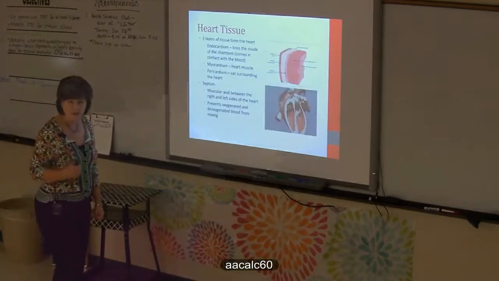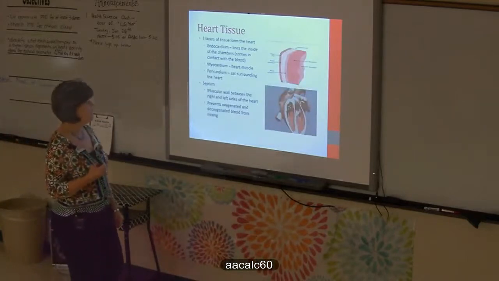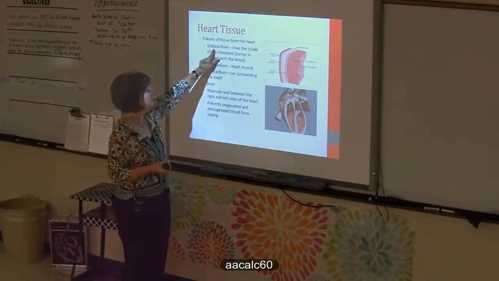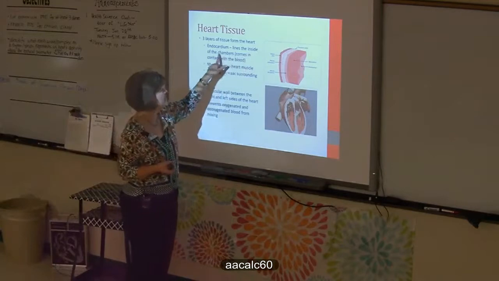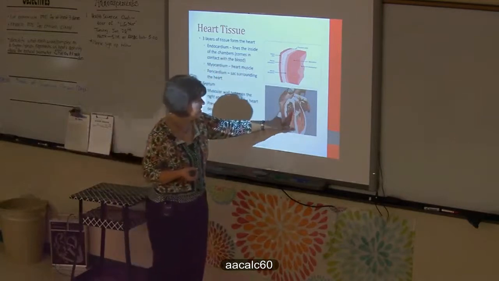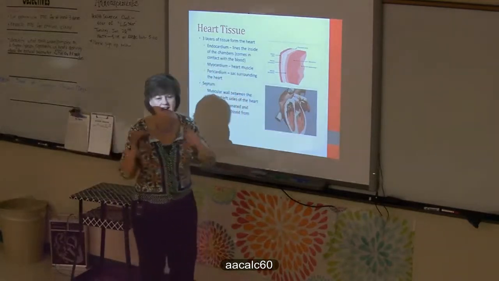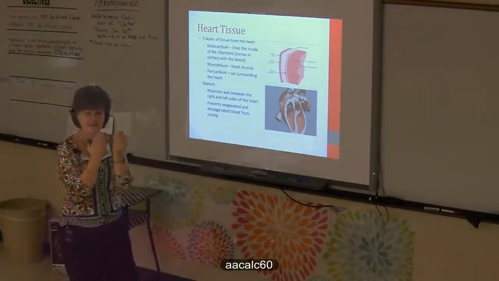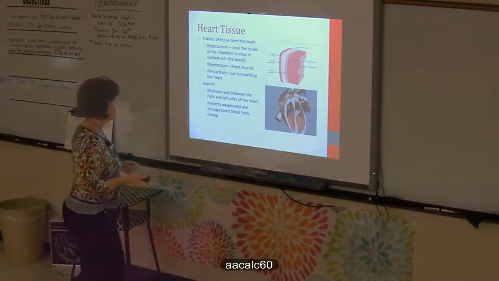When we talk about the heart itself, it's made up of 3 layers of tissue. The first one is the endocardium. Hopefully you remember that endo means inside or within. So the endocardium is this inside part, and that's what's actually touching the blood. It lines the cavities, or the chambers, of the heart, and that's where the blood is.